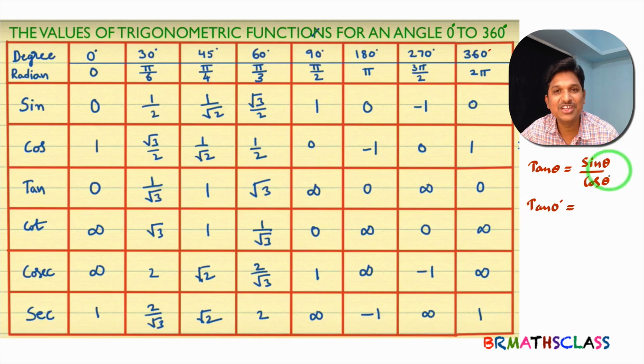You know the sine 0 degrees value and the cos 0 degrees value. See, sine 0 degrees divided by cos 0 degrees is 0 by 1. What is 0 by 1? 0 by 1 is 0. You see, here 0 is there now. I hope you are understanding.